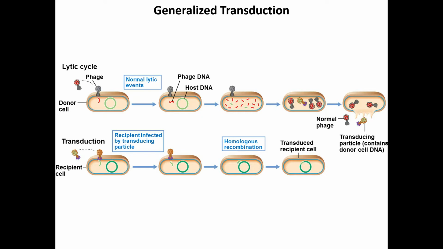in place of viral DNA. So now you have your little bacterial virus with bacterial DNA in place of viral DNA. It infects the recipient cell. Bacterial DNA can combine through homologous recombination with the host cell chromosome, and you get a recipient cell that's now recombinant. It has its own DNA and DNA from some other bacterial cell.